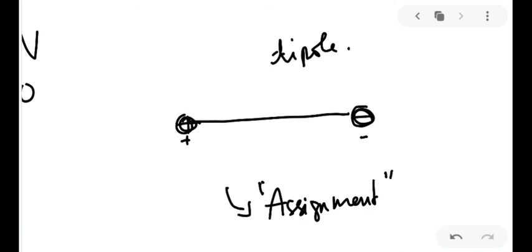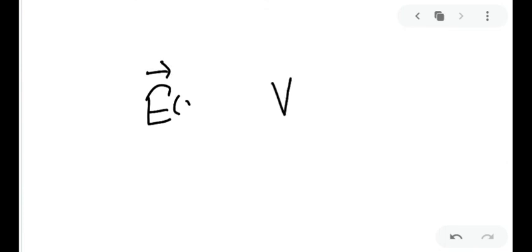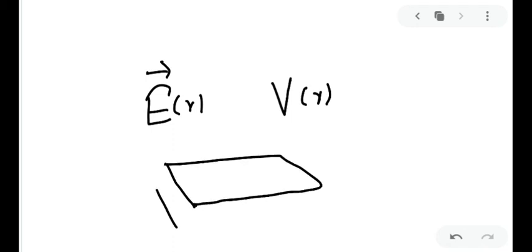This was an introduction about electrostatic equipotential surface, which is basically a very good concept, and we will be dealing with the relation between electric field and the potential using equipotential surfaces in the next class.